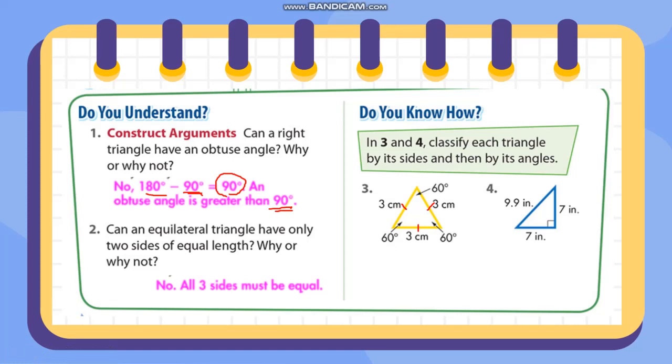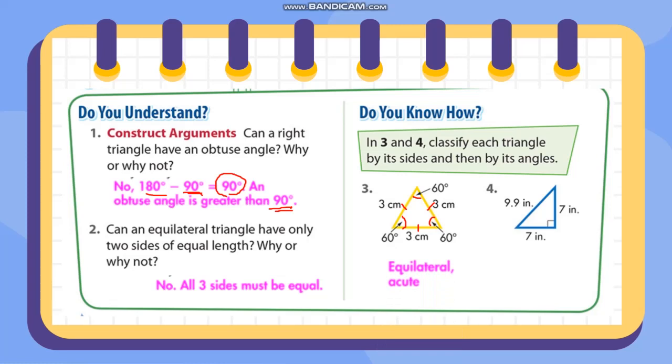Now, by its angles, we have 60 degrees, 60 degrees, and 60 degrees. These are all acute angles. So if all angles are acute, that is an acute triangle. By its sides, that is an equilateral triangle. By its angles, that is an acute triangle. That's why it is called an equilateral acute triangle.